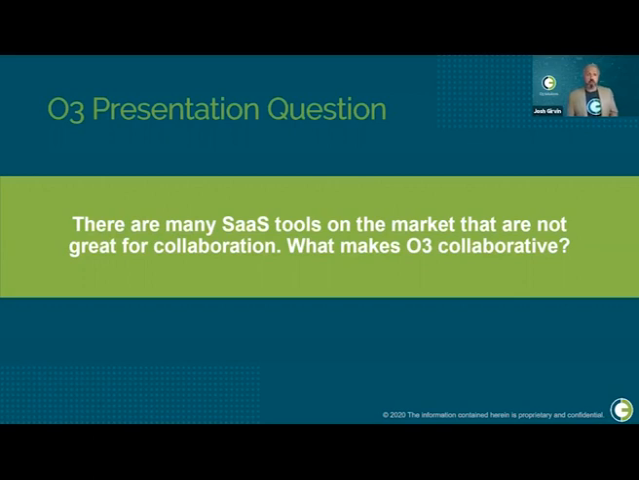And then lastly, O3's commercial model is designed to drive collaboration as well, because O3 uses an unlimited users project licensing model, or program licensing model. Those unlimited users include vendors or suppliers or contractors or subcontractors or the owner, the EPC, it really doesn't matter. You're able to get all those people into one place, collaborating on those actions and tasks together.